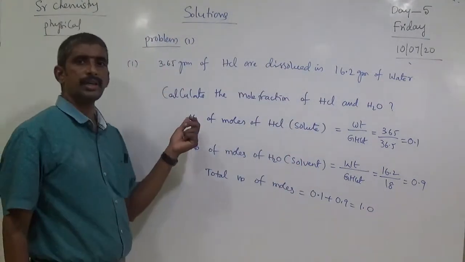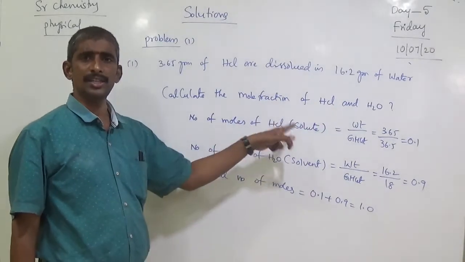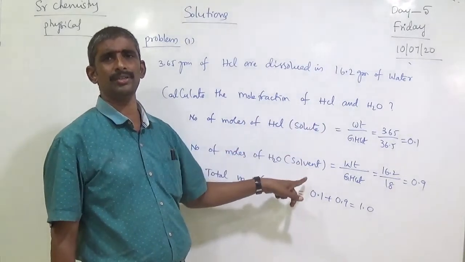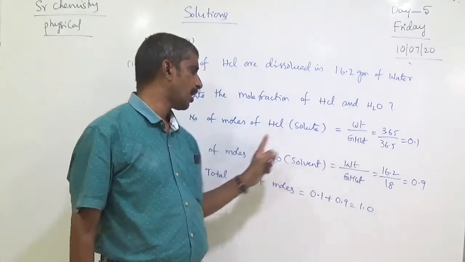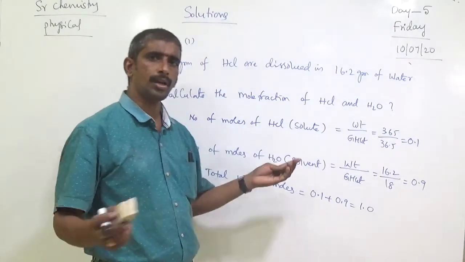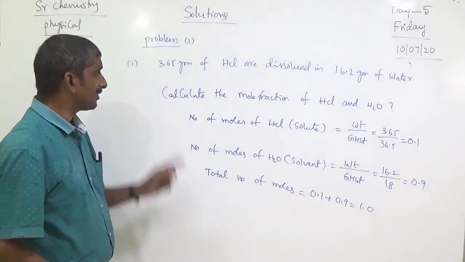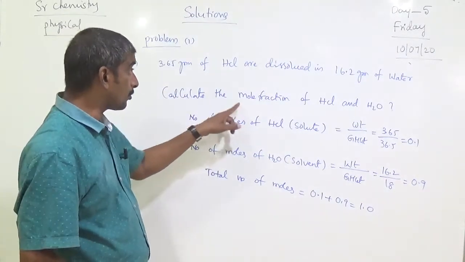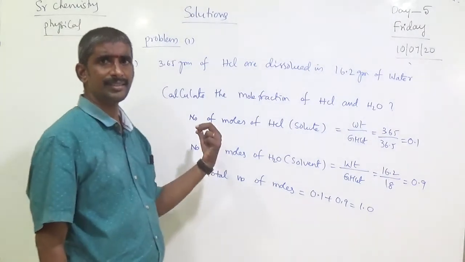First we calculate the number of moles of solute, after that the number of moles of solvent. In this problem, solute is HCl, solvent is water. Already calculated: HCl is 0.1, water is 0.9, total number of moles is 1. So the number of moles is completed. They ask us to calculate the mole fraction of HCl and water.